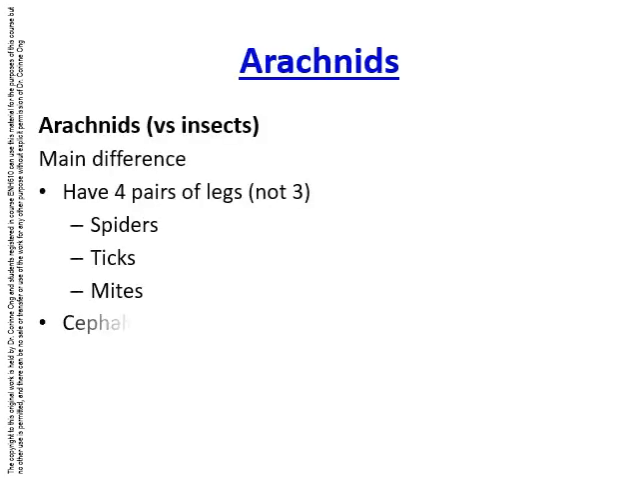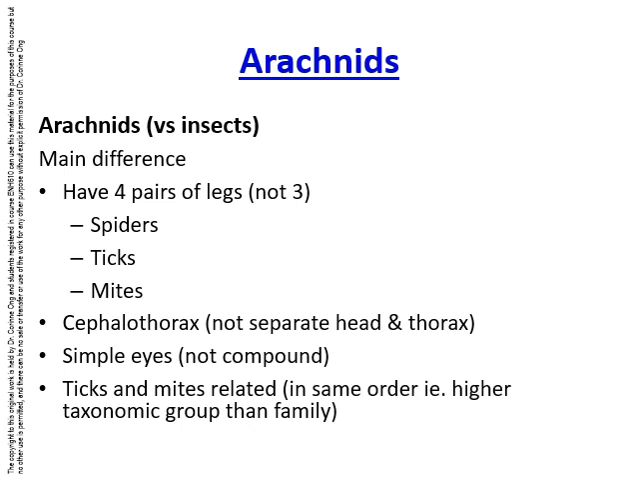So, what are arachnids, and why are they different to insects? Well, they have 4 pairs of legs and not 3, and this includes spiders, ticks, and mites. An arachnid has a cephalothorax and not a separate head and thorax. It also has simple eyes and not compound eyes. Ticks and mites are actually related.